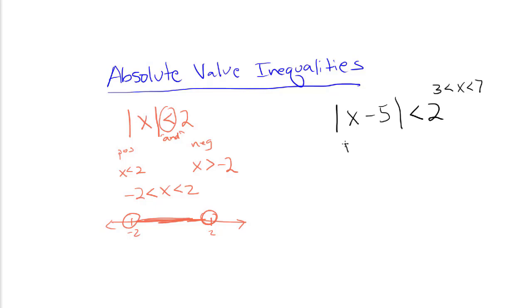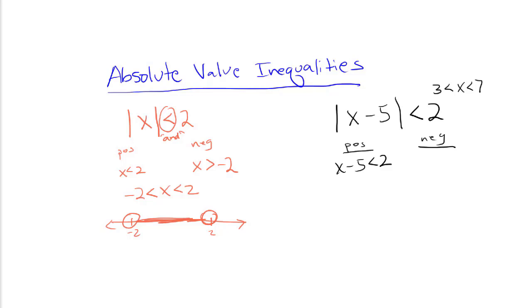Let's solve algebraically with my positive and negative case here. What do we get? X minus 5 is less than 2. That's my positive case. Pretty simple. I usually just take away the absolute value symbols. By the way, don't leave your absolute value symbols there for your positive and negative case. A lot of students do that. The whole point of generating a positive and negative case is to undo the absolute value function.